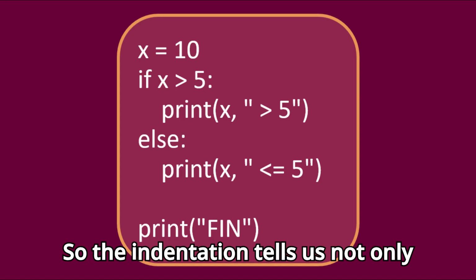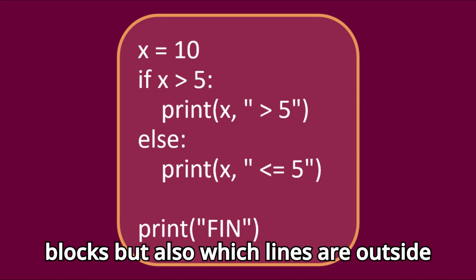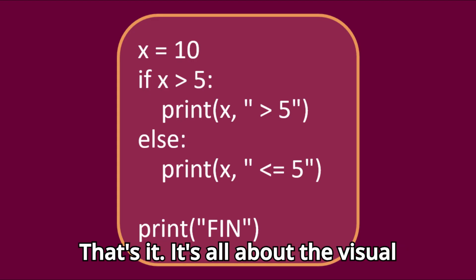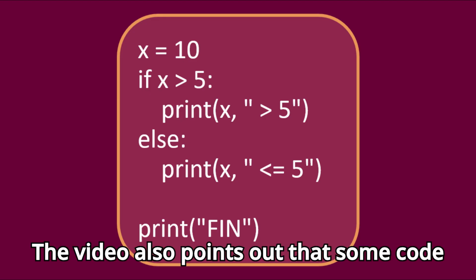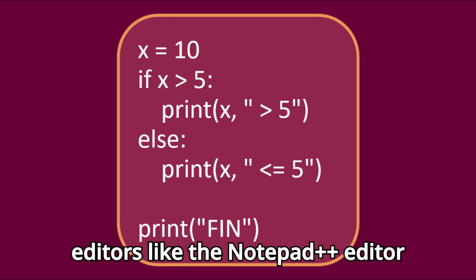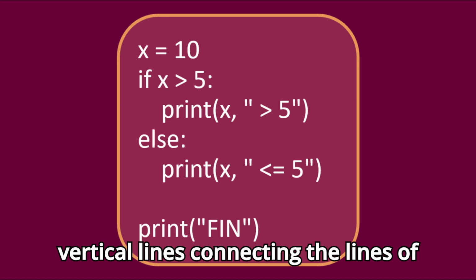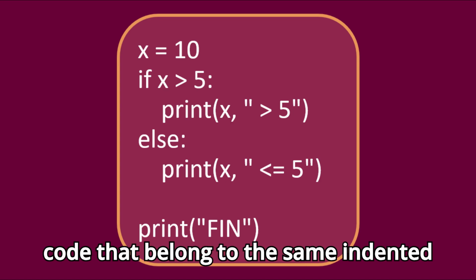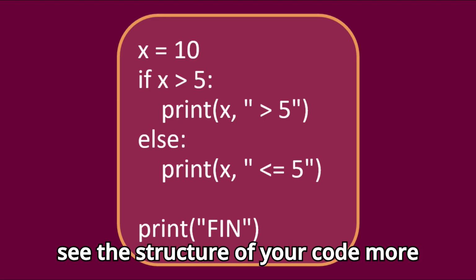Ah, I see. So the indentation tells us not only which lines of code are part of which blocks, but also which lines are outside of those blocks and will always run. That's it. It's all about the visual hierarchy created by that indentation. The video also points out that some code editors, like the Notepad++ editor used in the example, will even draw little vertical lines connecting the lines of code that belong to the same indented block. It's like a visual aid to help you see the structure of your code more clearly.